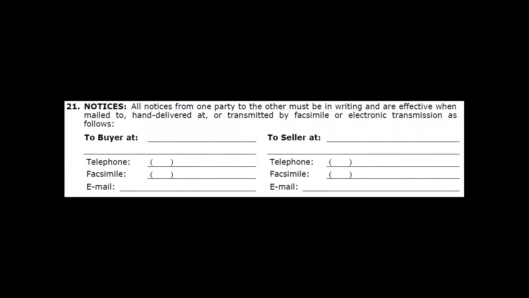Paragraph 21. We've heard so much about you. Here we are. All right, notices. All notices from one party to another must be in writing and are effective when mailed to, hand-delivered, or transmitted by a facsimile or electronic transmission to these following locations. If it's blank, then let's get that sucker filled out, whatever it takes. Let's get it filled out.